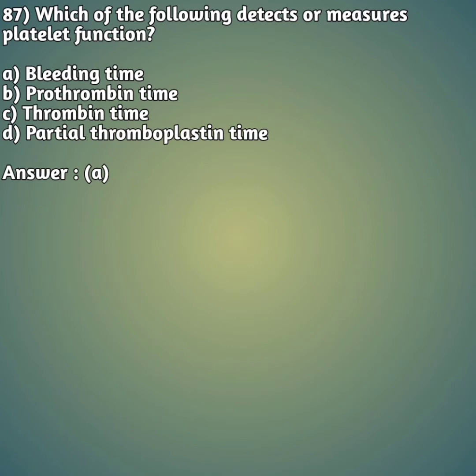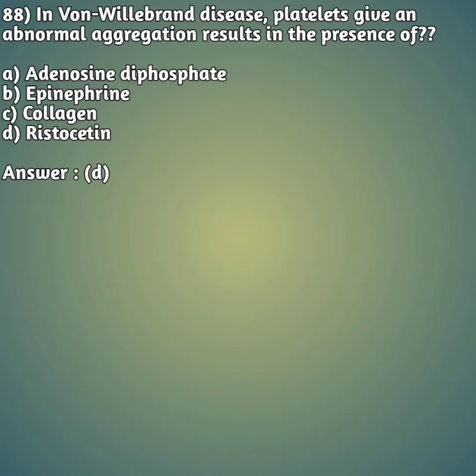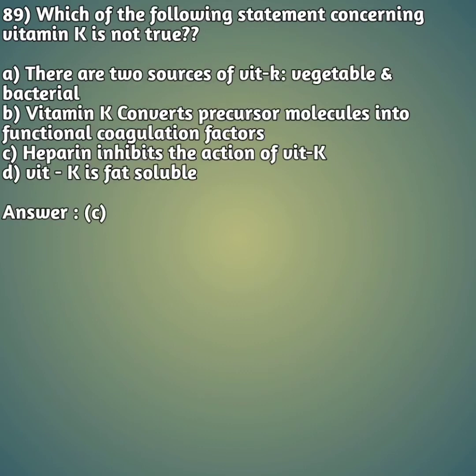Moving on to our 88th question. In von Willebrand disease, platelets give an abnormal aggregation result in the presence of option A adenosine diphosphate, option B epinephrine, option C collagen, and option D ristocetin. So friends, in von Willebrand disease it will always be option D, that is ristocetin.